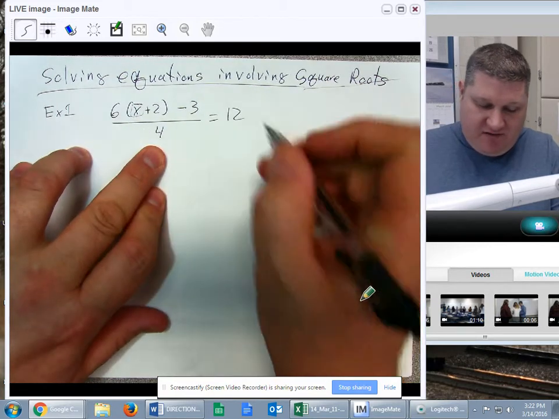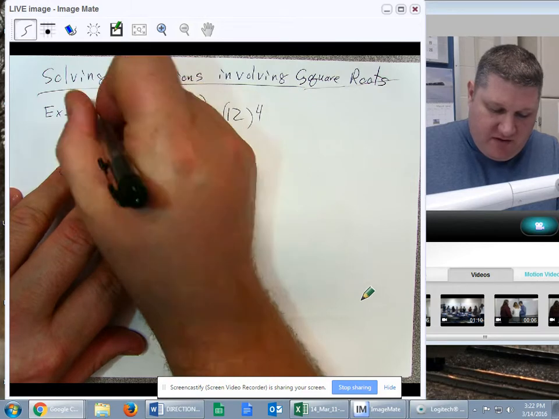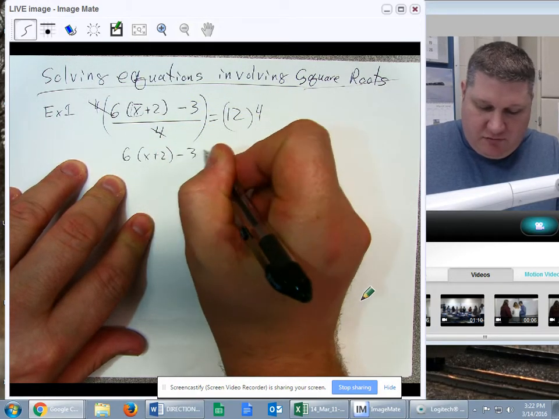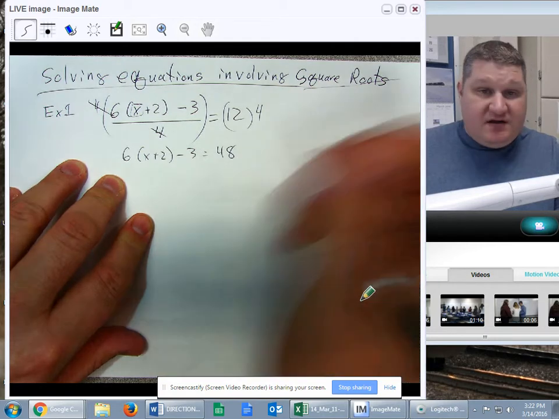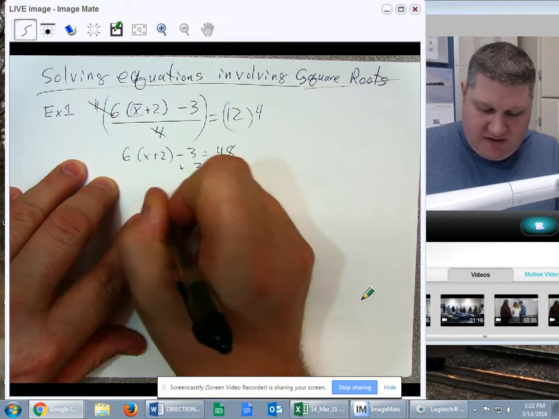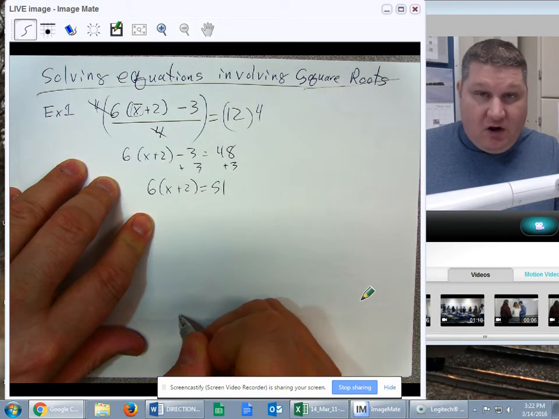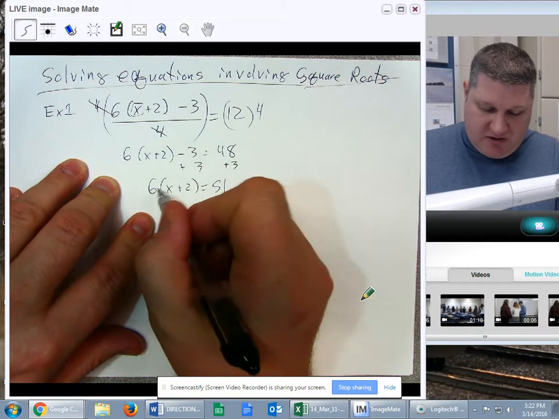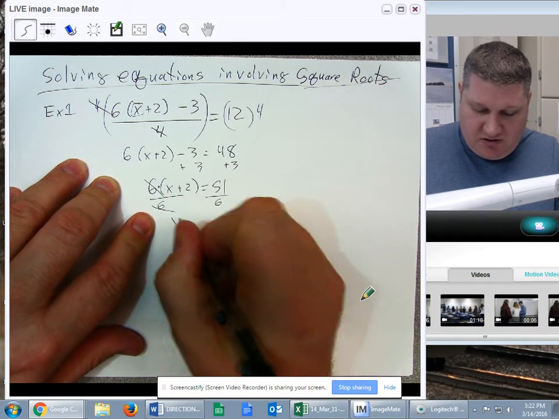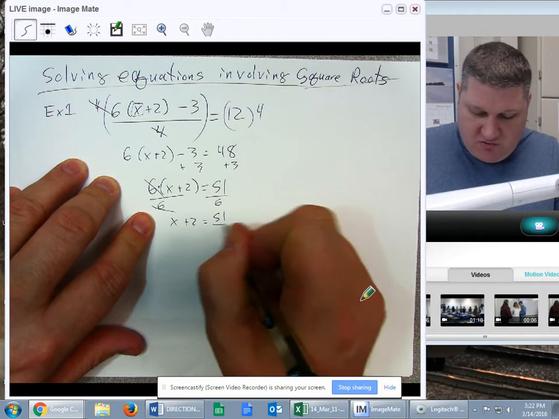Obviously, if I have a divide by 4, the easiest thing to do is to take and multiply both sides by 4. Gone. 6 parentheses x plus 2 minus 3 equals 48. Now from there, I have a minus 3. So let's add 3. Add 3, I got 6 parentheses x plus 2 equals 51. Again, not that challenging. But how do I get rid of a times 6? Well, let's divide by 6. Gone. x plus 2 equals 51 over 6.